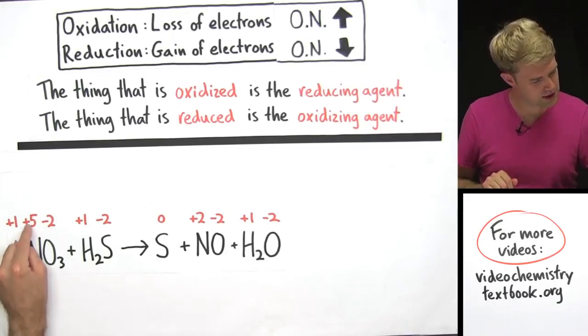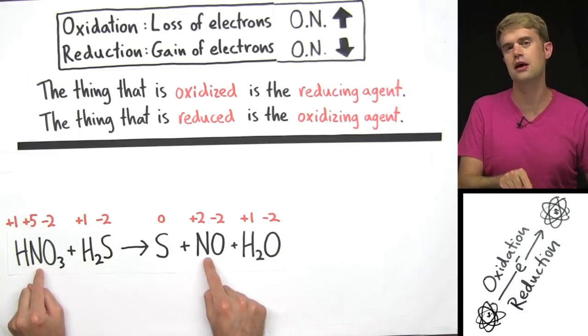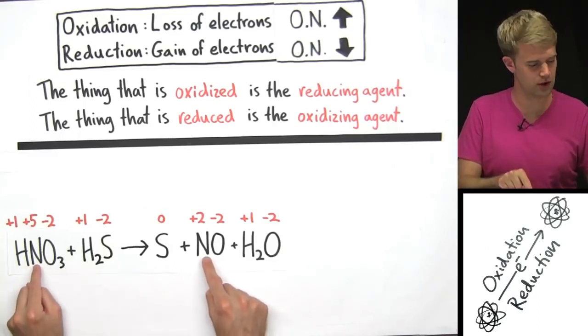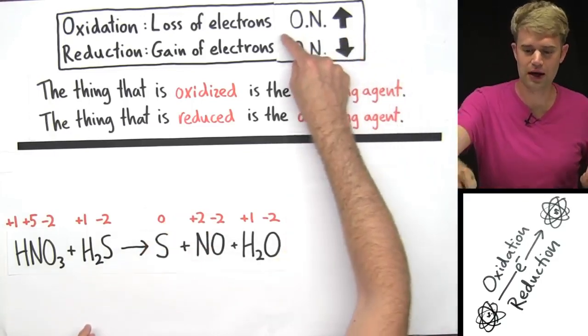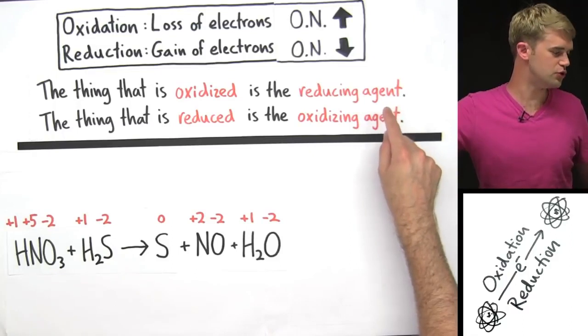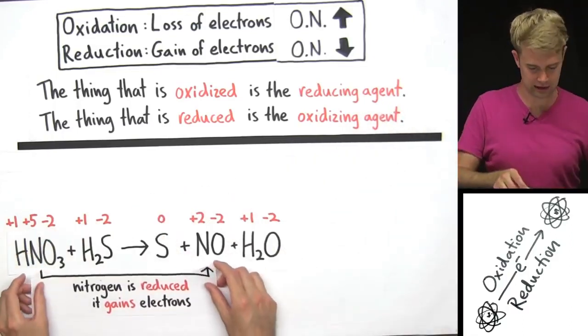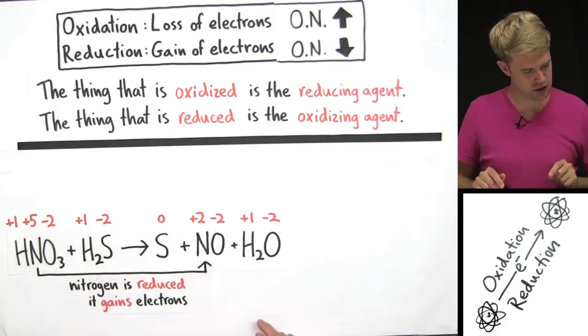Nitrogen here is +5, and then it's +2 over here. Okay, so we do see a change in oxidation number for nitrogen. It's going down from +5 to +2. So if your oxidation number goes down, it means you are getting reduced. You are gaining electrons. Okay, so nitrogen is being reduced from +5 to +2.